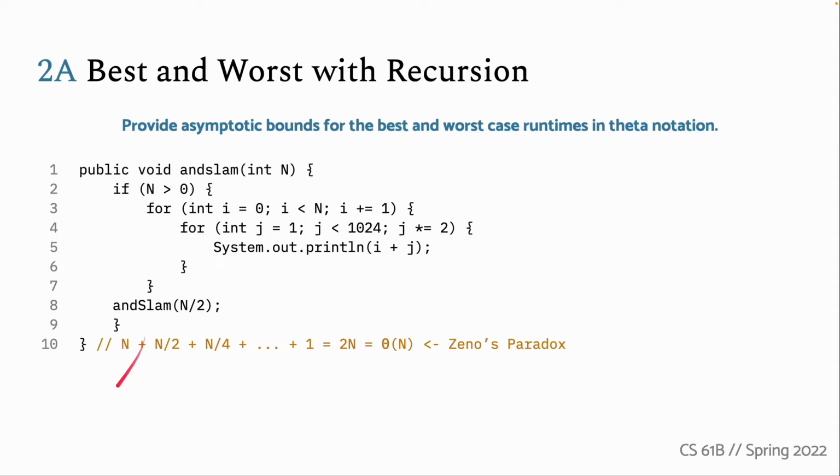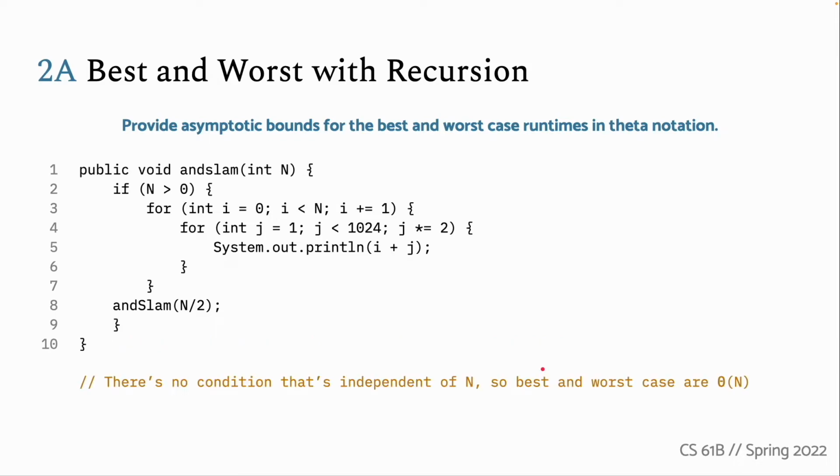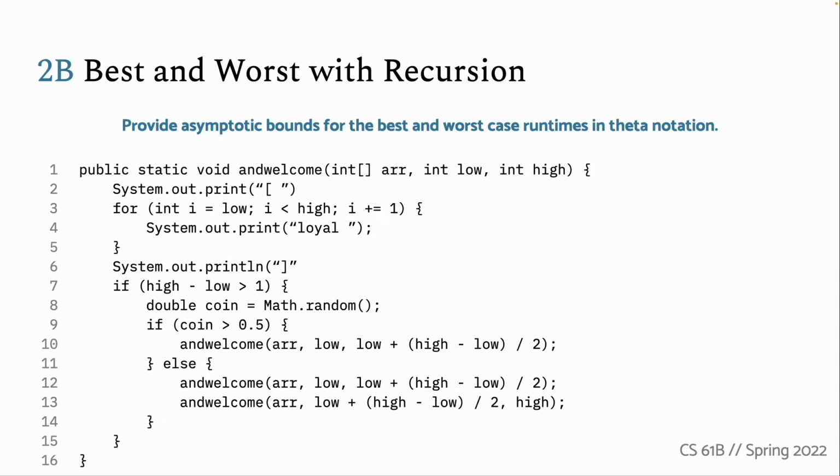Same thing happening, but in reverse. I just thought pointing out that it was Zeno's paradox would be kind of fun. There's no condition here that's independent of n. There's no odds, evens. There's no math.random. There's no magical thing that pops in. So the best and worst case are going to be the same here, and they're both going to be theta of n. Now let's do another problem.